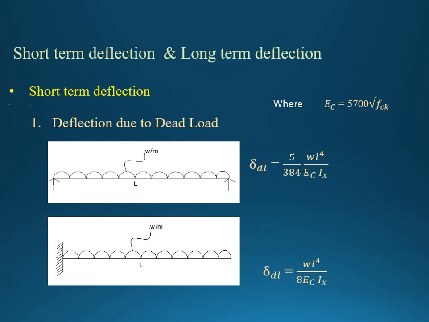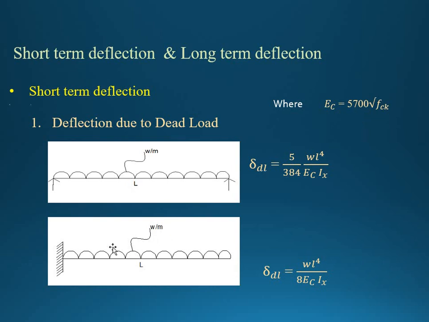So I have considered it as a dead load. Delta DL is nothing but deflection due to dead load. For a simply supported beam carrying a UDL, the deflection formula is 5 by 384 into WL power 4 by EC into IX. What is this EC? EC is nothing but Young's modulus of concrete. For Young's modulus of concrete, we have a standard formula, that is 5700 into root of FCK, where FCK stands for characteristic strength of the concrete.